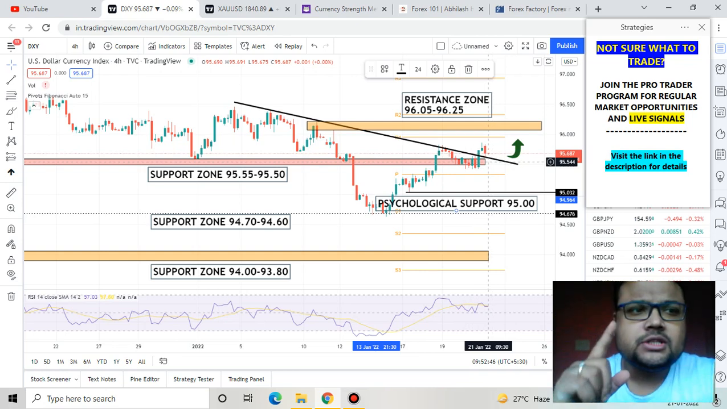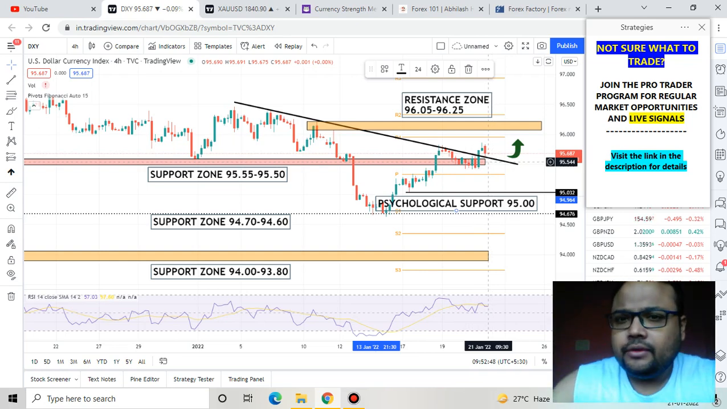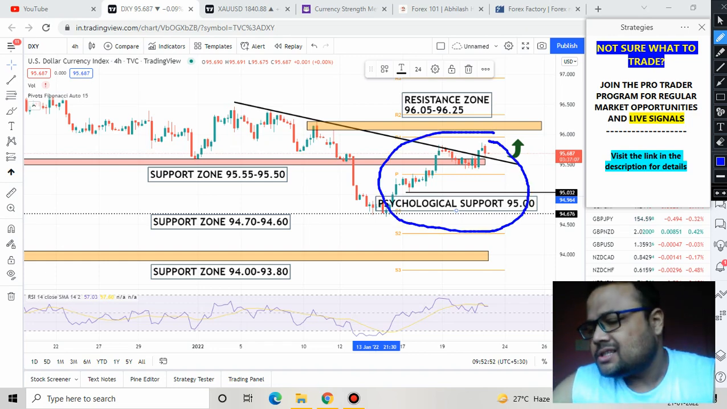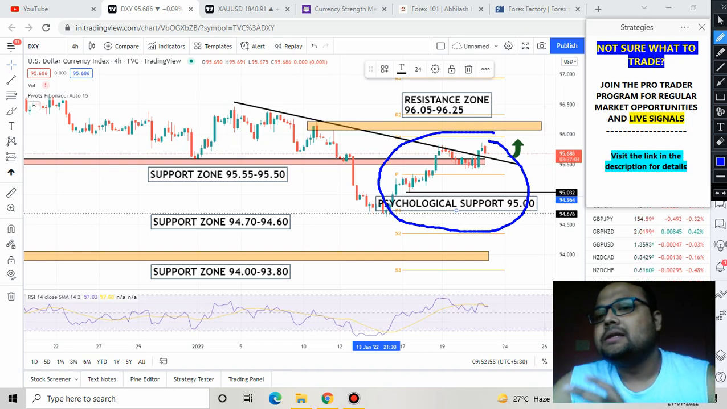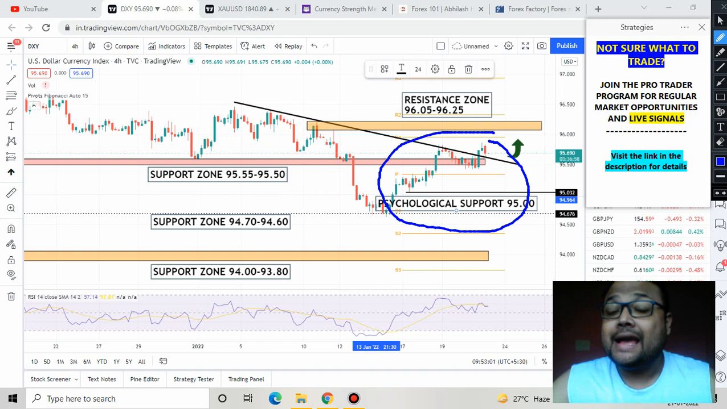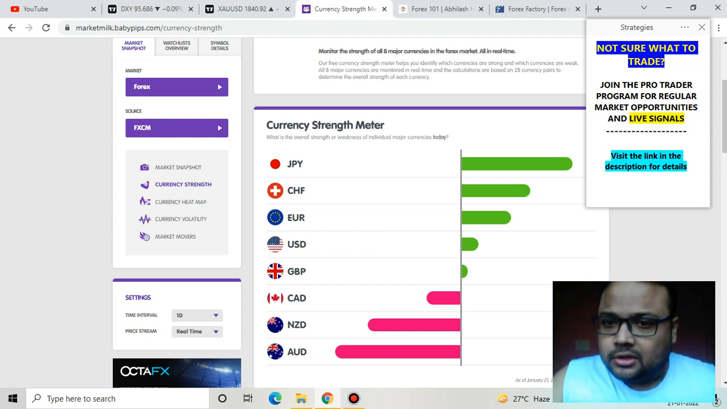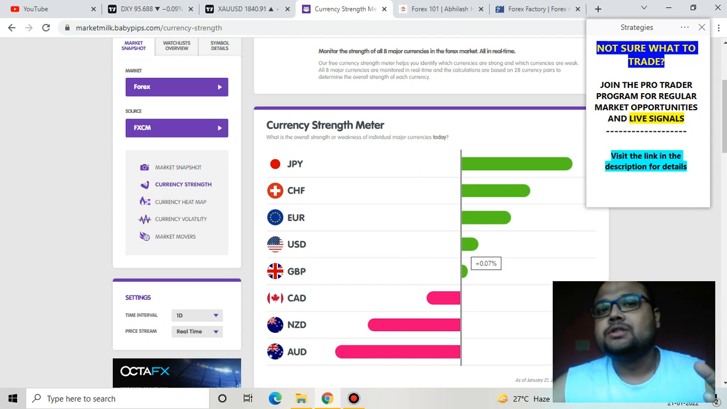But the problem with the chart of DXY right now is that if we try to understand the market psychology, the body language of the candles, you can see that right now the market does not have the buying power. The buying power is missing at this point. It may come in the evening during the New York session, but right now it is missing. If I take you to the currency strength meter, you can see that US dollar is green today. It's positive, but still the buying power is missing.